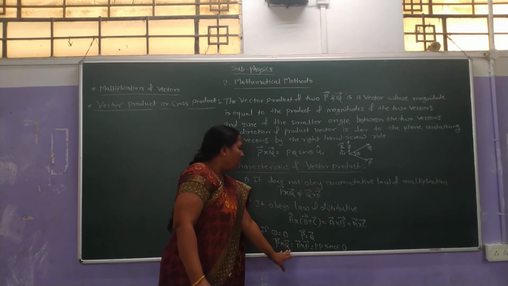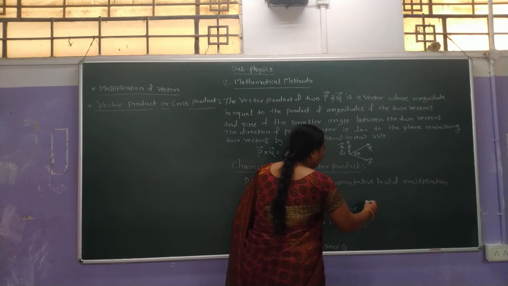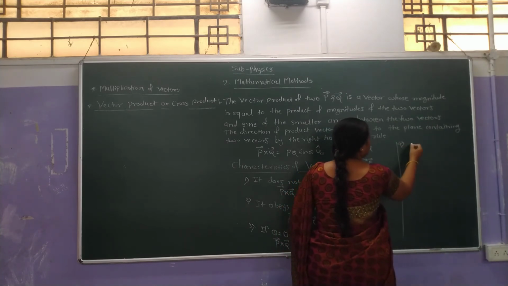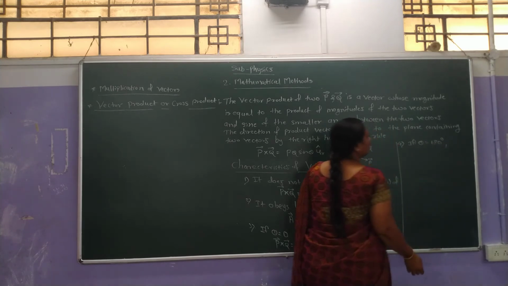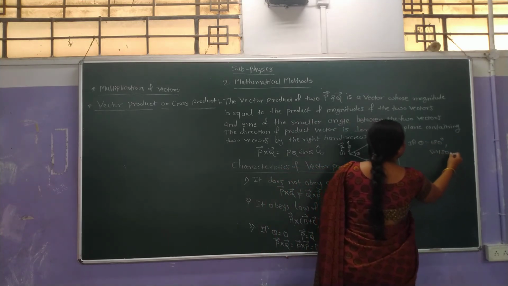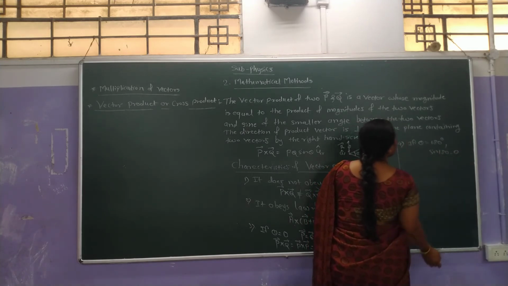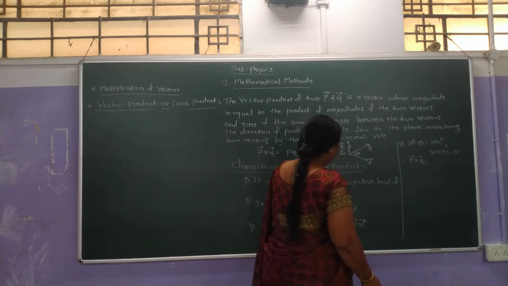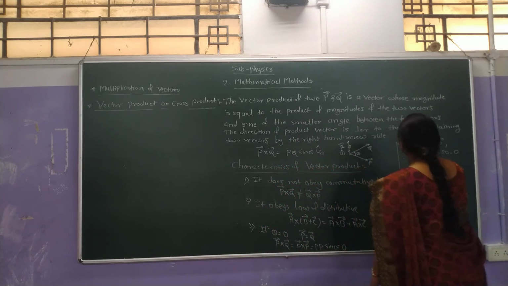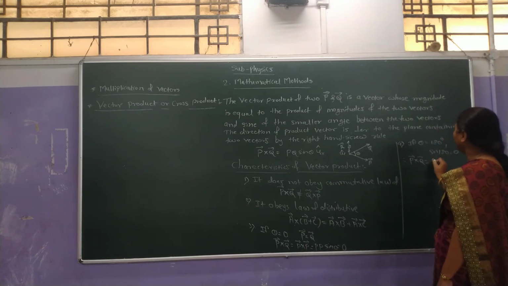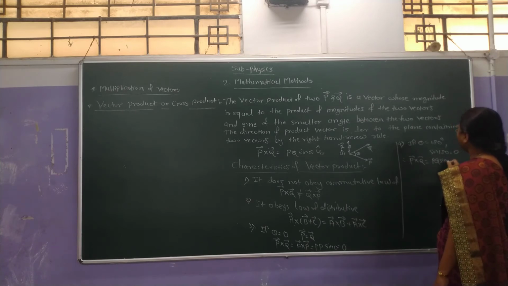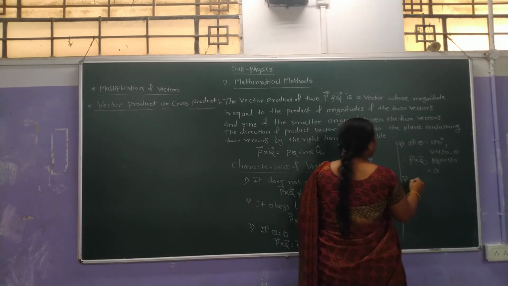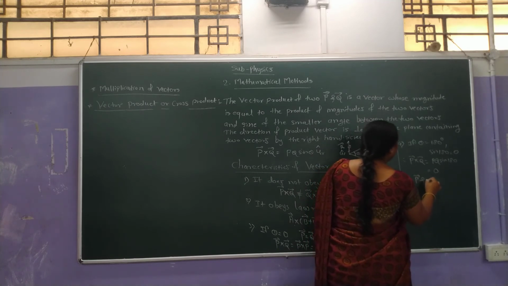Fourth characteristic: if theta is equal to 180 degrees, sine 180 is again 0. Therefore p cross q, making an angle of 180 degrees, is p q sine 180, and sine 180 is 0. Therefore the cross product is 0.